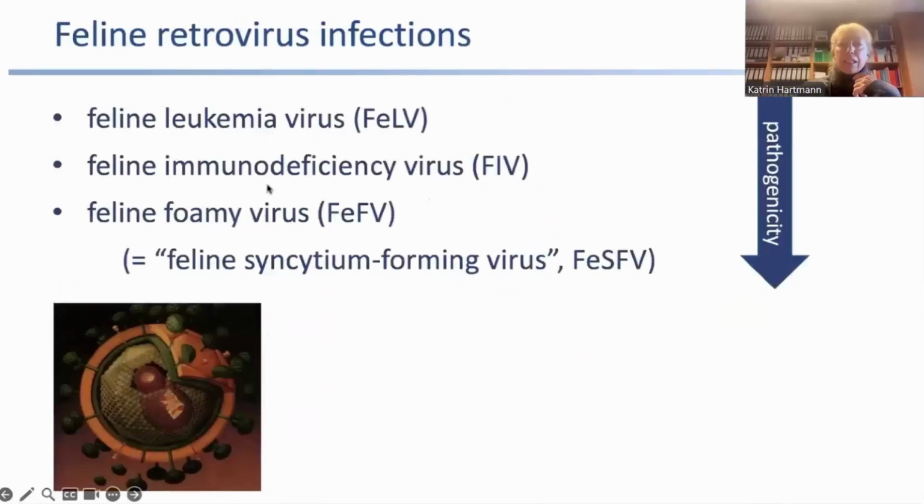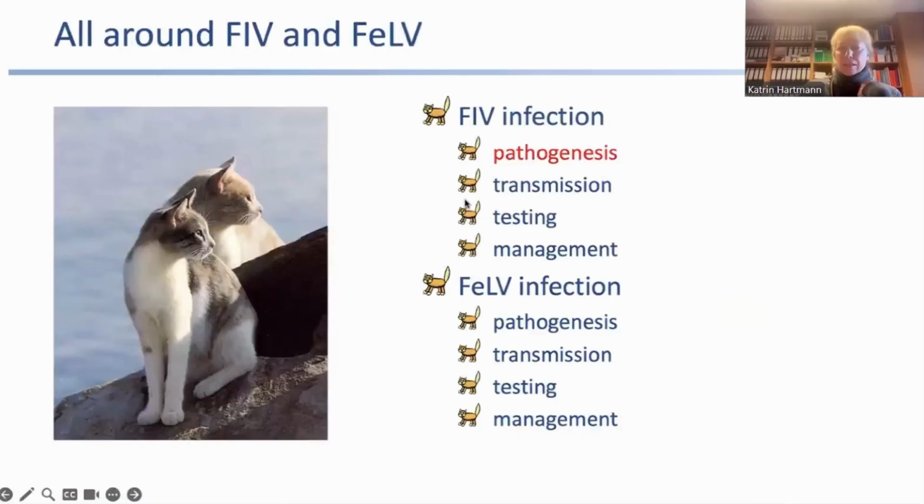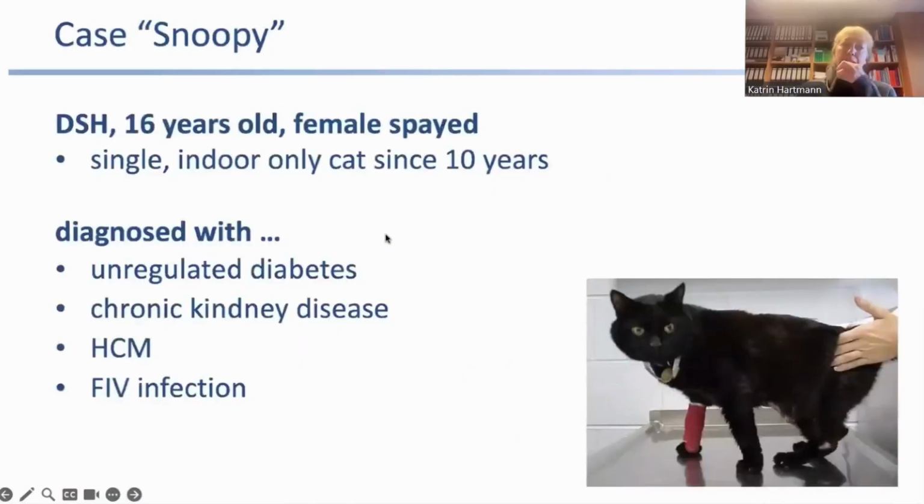FIV infection, as I said, FIV is not very pathogenic. And when I talk about FIV, I usually like to show the cat Snoopy. Snoopy is the last FIV-infected cat that I saw when I was on clinics. It's a while ago because we do not see a lot of FIV-infected cats anymore, but I saw Snoopy. Snoopy is a domestic short-hair cat, 16 years old, female spayed. Snoopy is single, indoor only, since 10 years.